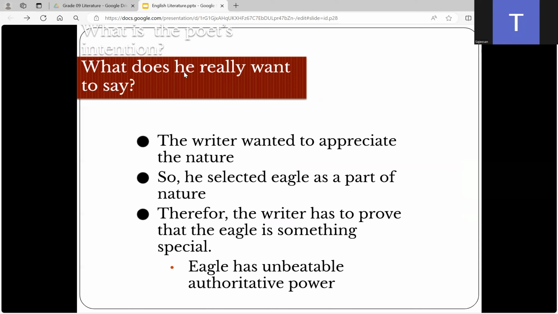Can you read the question and answers? Yes. What does he really want to say? The writer wanted to appreciate nature, so he selected the eagle as a part of nature. Therefore, the writer has to prove that the eagle is something special. The eagle has unbeatable authoritative power.